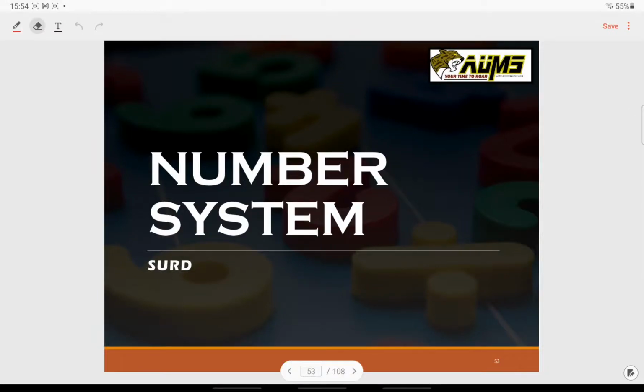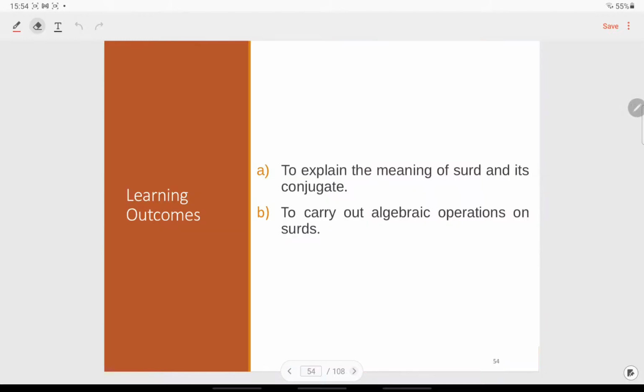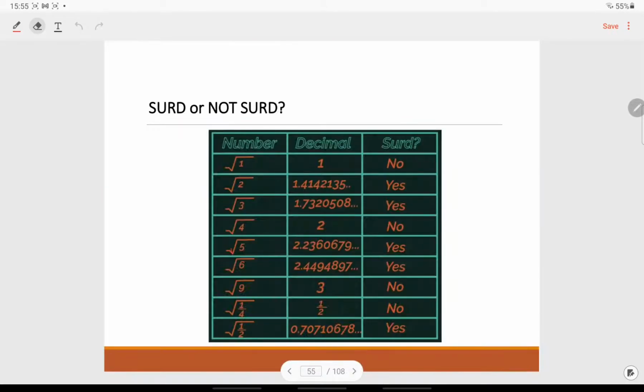Now we proceed to the next topic, which discusses surds. The following are the learning outcomes, and now we consider the following table. For all these kinds of numbers, if we change them to decimal form, we have this column. For those numbers that give us irrational numbers, for example, this one, this one, this one, this one, and this one.